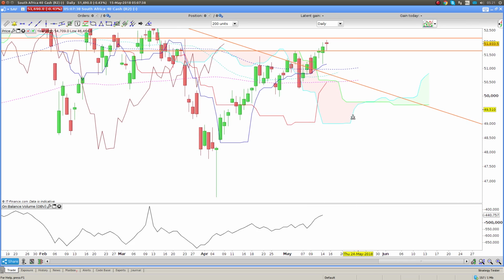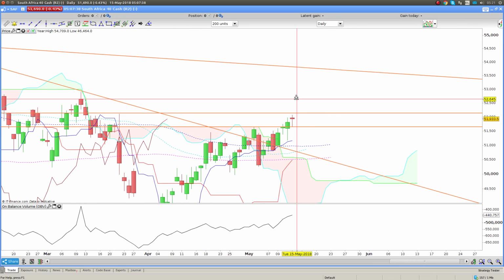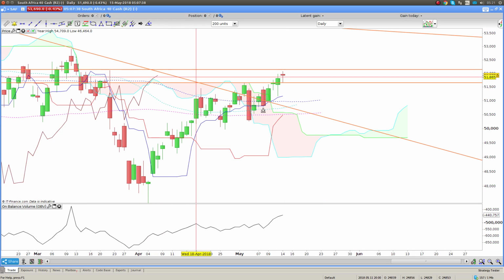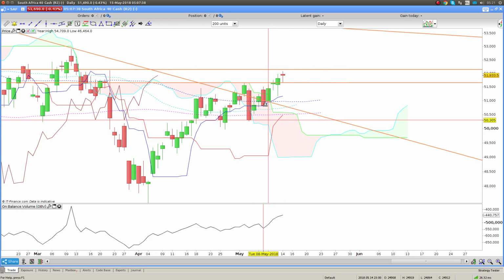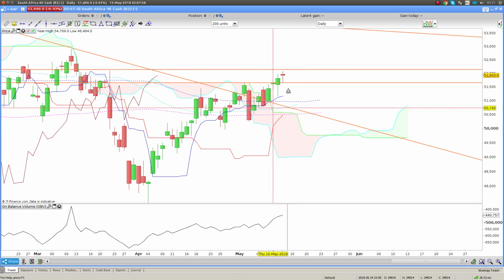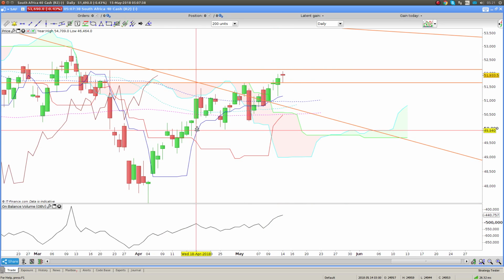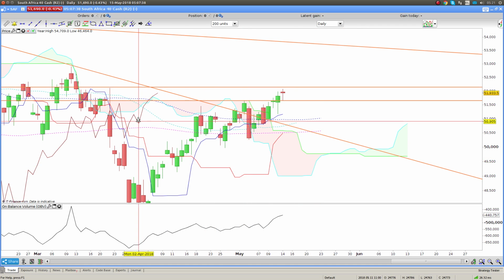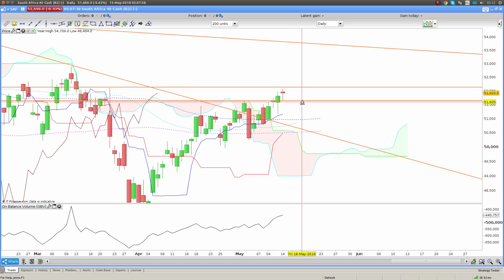So from an Ichimoku perspective, the daily is pretty bullish. We're above the cloud. Chikou Span is broken above the cloud. We had a twist here, and Kijun-sen and Tenkan-sen are both pointing up. So this is still pretty bullish. The levels that we want to watch here are still this level and this level. Those two levels are still the key levels that we need to break.